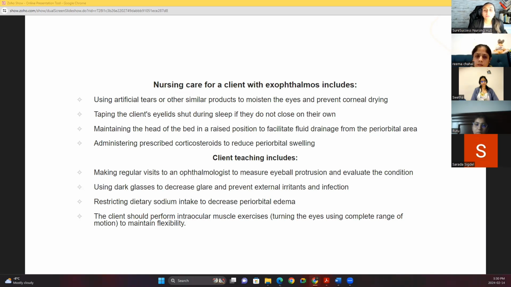All right. And because your eye is having too much fluid and pressure, the best position is sitting, because it will drain all the fluid from the periorbital area to the back. Give the steroid medication, tell the patient to go and visit the eye doctor, use dark glasses to decrease the glare, restrict the sodium intake to decrease the periorbital edema, and do the exercise. Which exercise? Eye exercise. Turn the eyes through the range of motion, right? Eye muscle exercise, we call it.